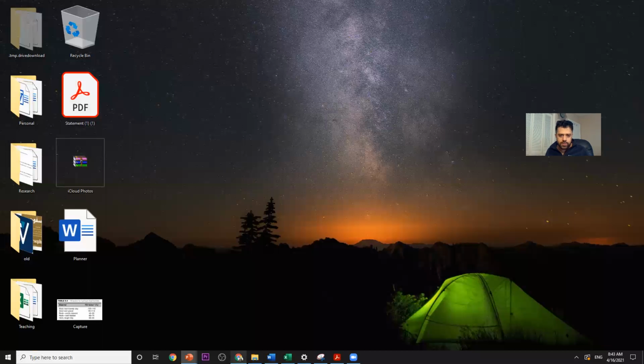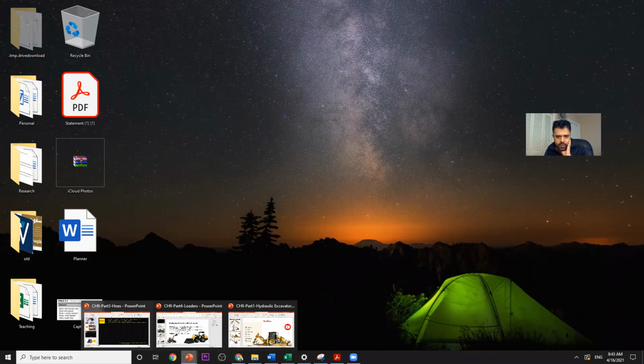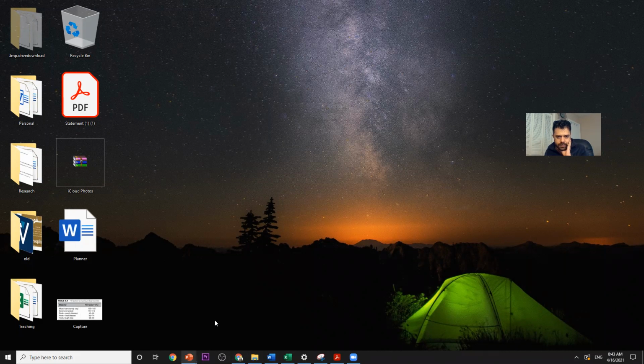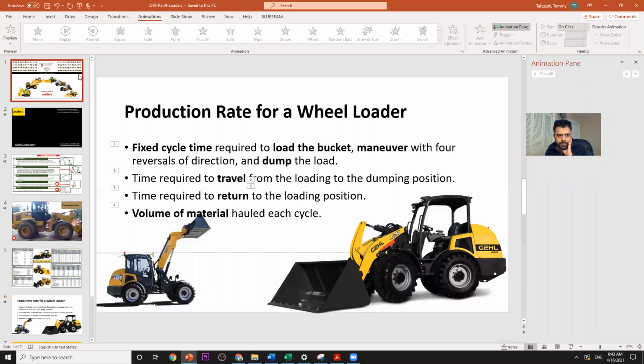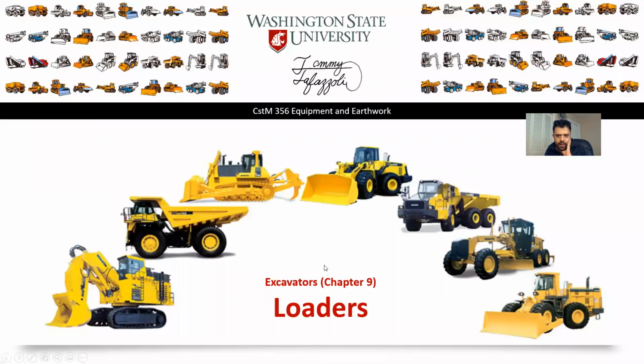All right, so let me see, I have a few more minutes to teach the loader. Yeah, the loader is easy. It doesn't have a lot of elements.